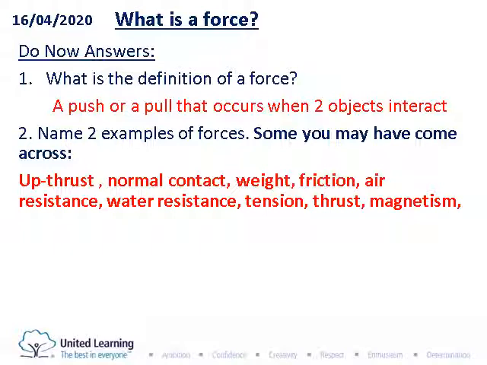So, just to sum up those answers, it's important that you know that a definition of a force is a push or a pull that occurs when two objects interact. So we always have forces when there's more than one object and when one of those objects is being pushed or pulled. And then there are many examples of forces, and these are the ones that we will use in the next few sessions. And in this session, we're going to concentrate just on a few of these. So upthrust, normal contact, weight, friction, air resistance, water resistance, tension, thrust, and magnetism. And I will explain what those mean as and when we meet them.